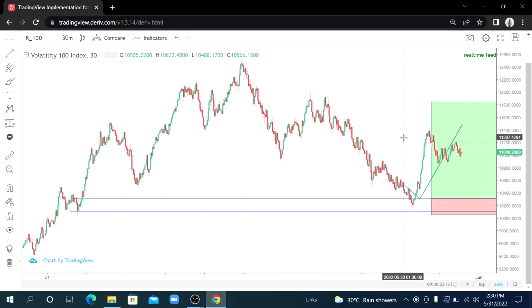Now, this current chart you are seeing here, this is volatility. I gave the signal on my signal channel 48 hours ago.